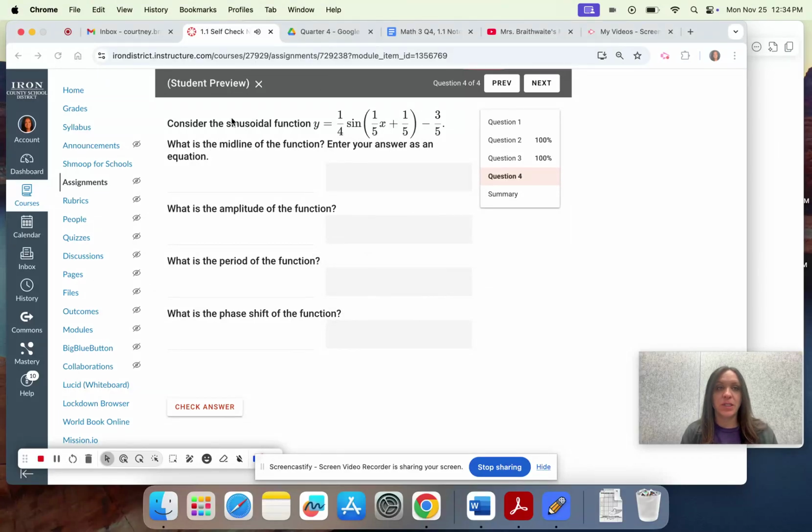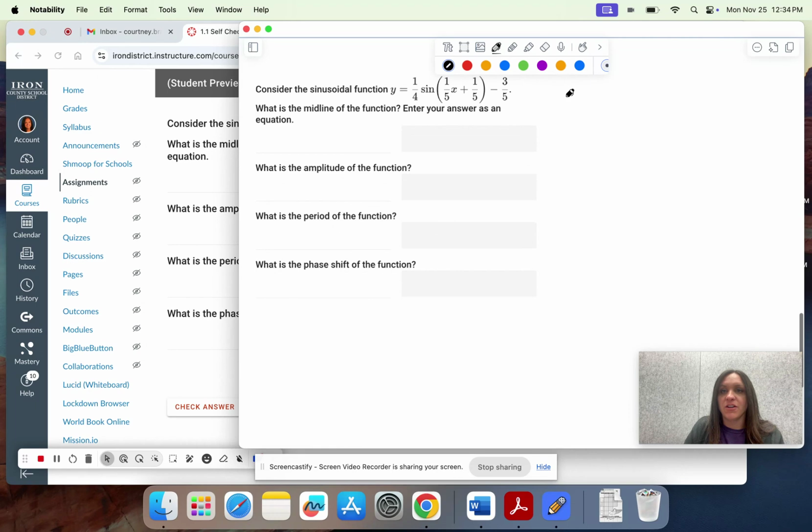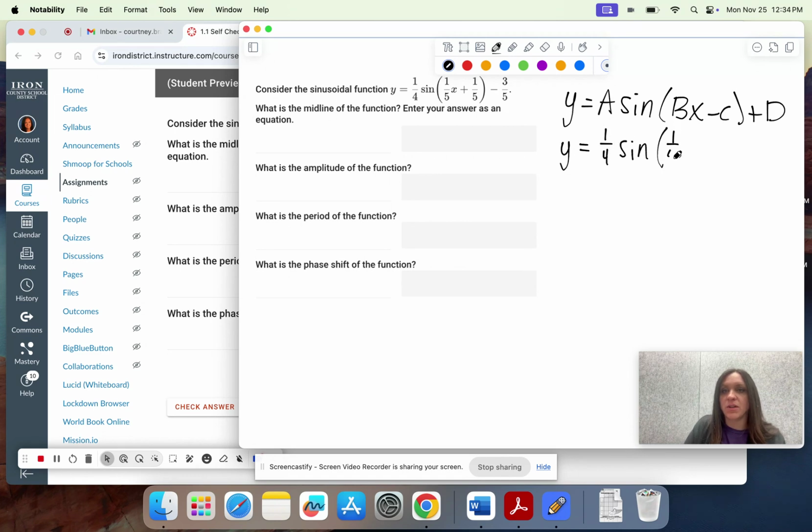Question 4, we're doing the same thing. We have a sinusoidal function, 1/4 sine 1/5 x plus 1/5 minus 3/5. So I'm going to start with just writing our general form. This time we're looking at sine, not cosine, but everything else is the same. And then if I rewrite what's underneath, 1/4 sine 1/5 x plus 1/5 minus 3/5.